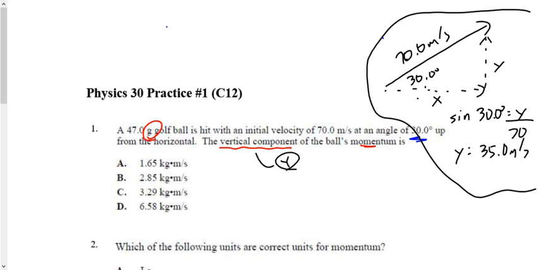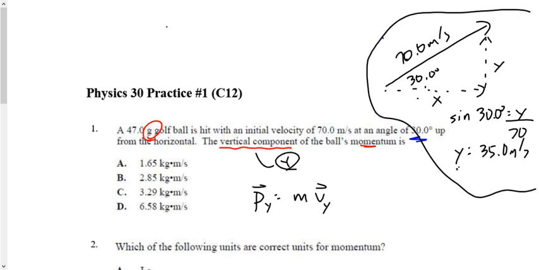Now, if we're looking for the vertical component, or the y component, of the momentum, all we're going to do is say p is equal to m times v, but the y component, the vertical component, is m times the y component of the velocity, which we just found, right? 35 meters per second. By the way, why don't we have to worry about a y component of the mass? We had to worry about a y component of the velocity, but not the mass. How come? Good. Mass is a scalar. It doesn't have a y component.